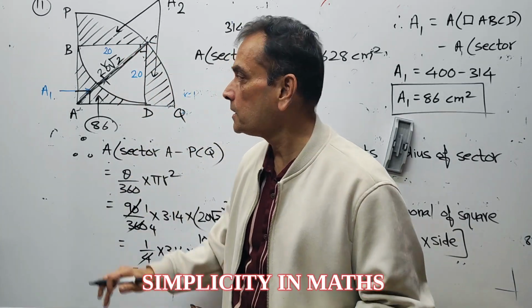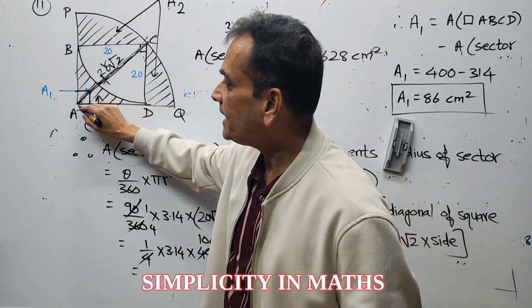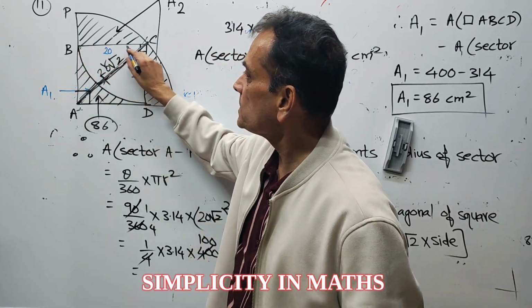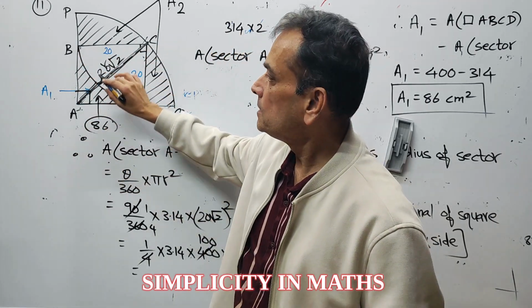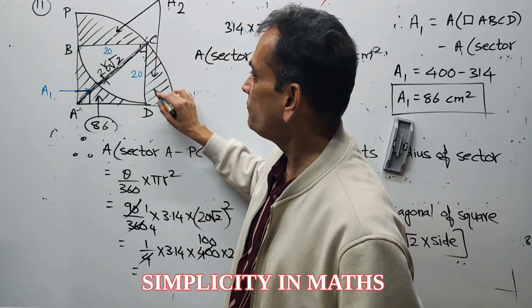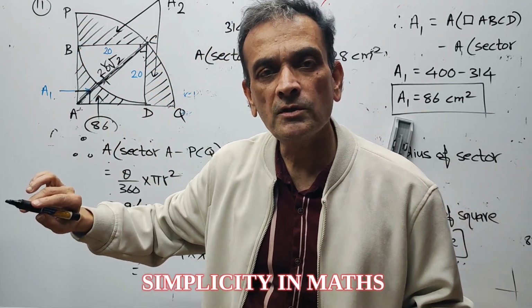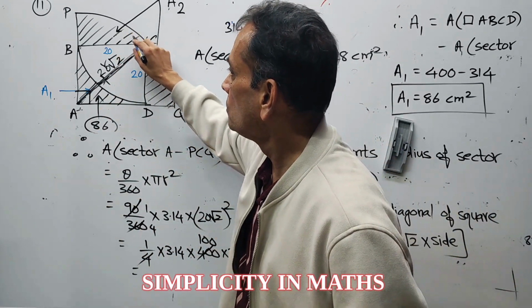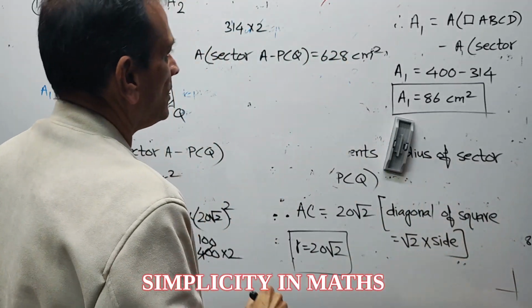प्रॉब्लम खत्म नहीं हुआ अभी. बिग सेक्टर का एरिया मिला है. From that you will have to subtract the area of the square. So from the big sector, if you remove the square, what remains? Area of the shaded part A2. Okay, so let us find out A2 now.